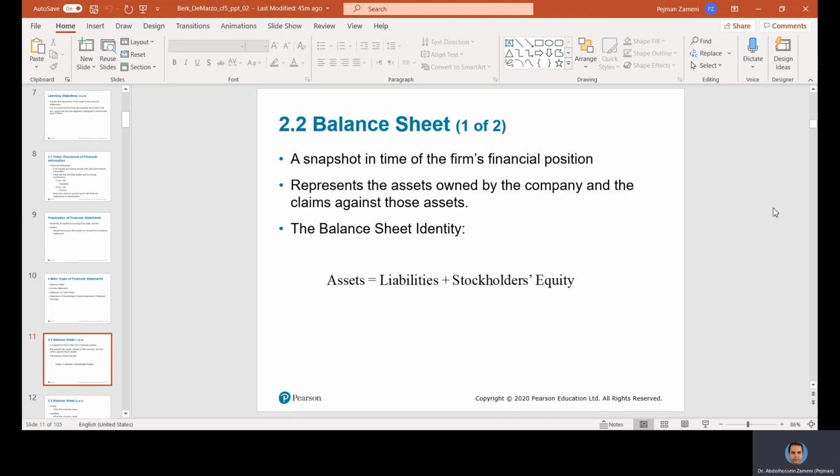Balance sheet: a snapshot in time of the firm's financial position. It represents the assets owned by the company and the claims against those assets. The balance sheet identity, or the equation, looks like assets on the left side equal to liabilities plus stockholders' equity, which later in detail we're going to see what comes under the assets, liabilities, and stockholders' equity.